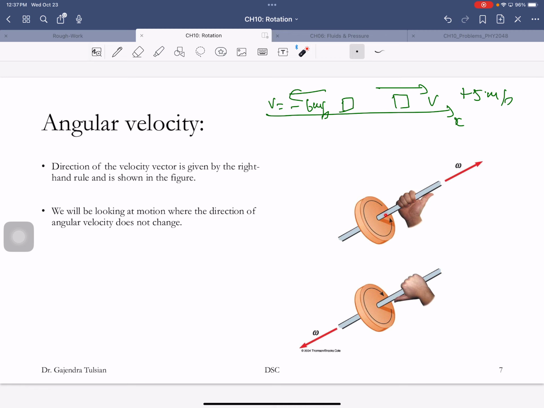Just like that, for rotation about a fixed axis, the direction of the velocity is given by the right-hand rule. The direction of the velocity points along the axis, and there's only one of two ways you can point, either this way or that way. When the object is rotating counterclockwise, that is taken to be positive, just like right is taken to be positive. That's just a convention. And this velocity is negative.